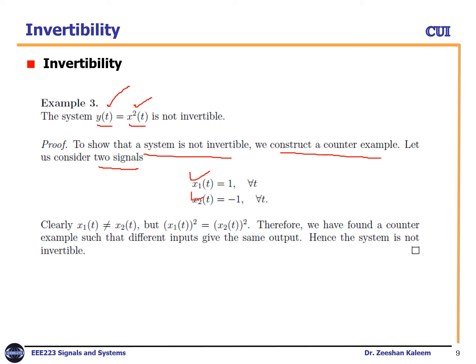If we have x1(t) equal to 1 and x2(t) equal to minus 1, these are two different input signals because x1(t) is not equal to x2(t). So the inputs are different. But if you put x1(t) here, it will take the square, so our output would be 1. Similarly, if you put x2(t) here in this equation, the x2(t) value is minus 1, so minus 1 squared gives you again 1. So the output is 1 in both cases. Therefore we have found a counter example such that different inputs give the same output. So hence the system is not invertible.